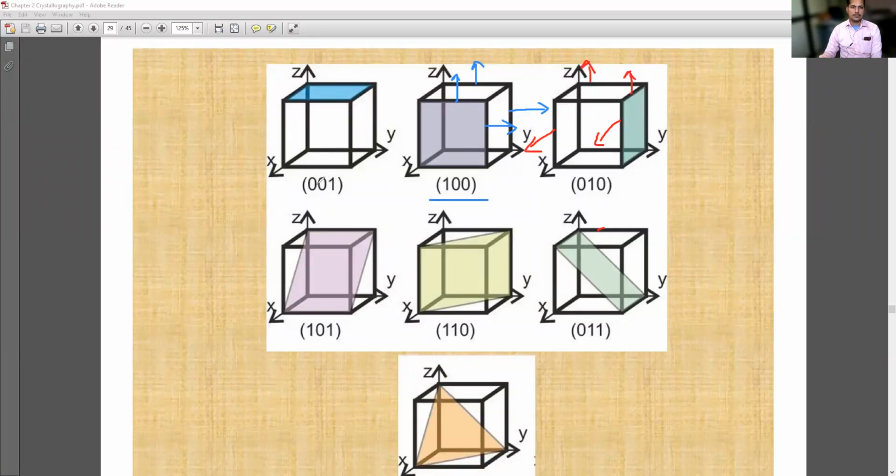Similarly for the last one, that is 001, that is x0, y0, z1. So we can show it in this way. They are basic examples to just understand these planes and their orientations. The next, 110, x1, y1, we are connecting that, and it is parallel to z. It's 0. Then 011, x0, y1 and z1, we are connecting this. Then the last 101, x1, z1 and y0. So we are connecting this plane like this.